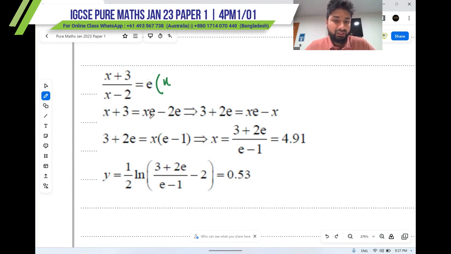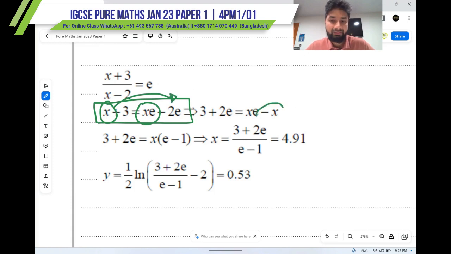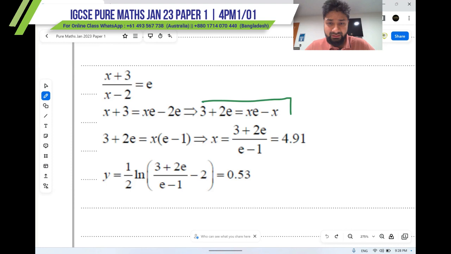Now we have this equation over here. We'll transfer all the x to one side. If I transfer this x from the left hand side to the right hand side, it will become negative x. And when I transfer this minus 2e to the left hand side, it will become plus 2e. After rearranging, we can take a common factor from the right hand side, and the common factor is x. When we take the common factor, we are left with e minus 1. And on the left hand side, we have 3 plus 2e.